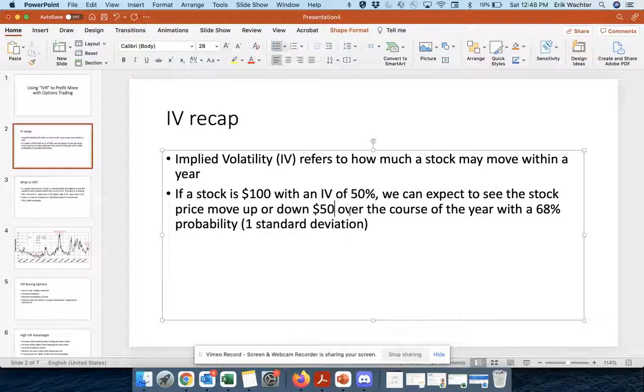If it's a 20% volatility, that stock could be either at $80 or $120. If it's a 30% volatility, that stock could be either at 70 or 130, and we can have a 68% confidence that that will happen within the year. Okay, so that's implied volatility.